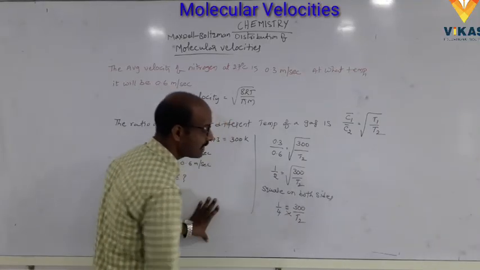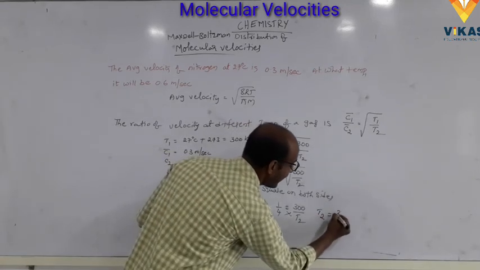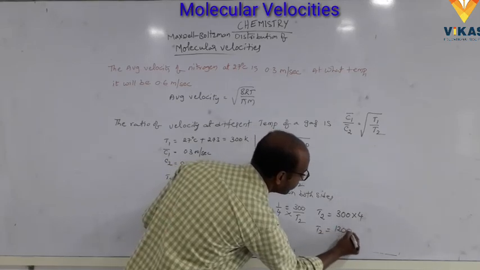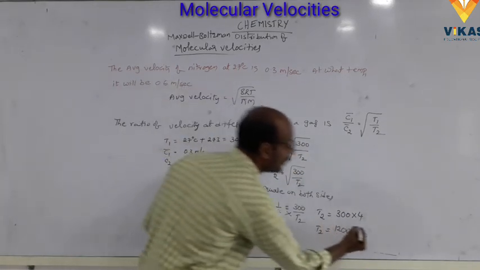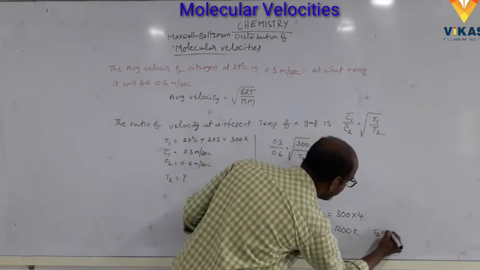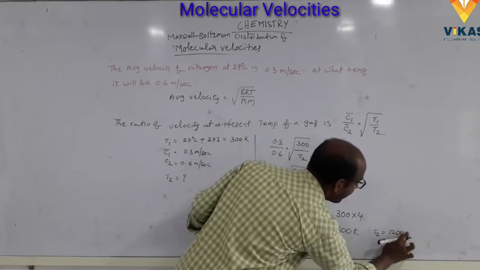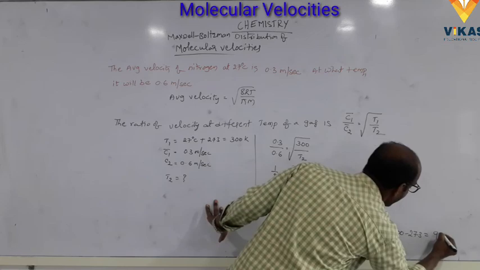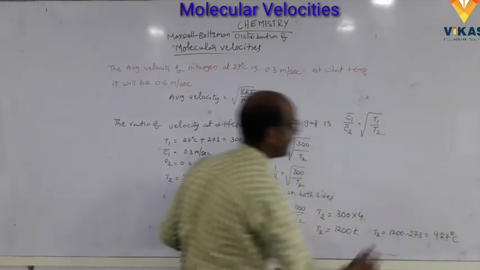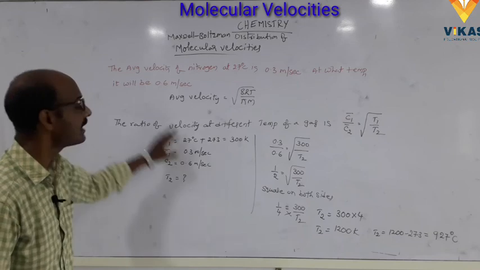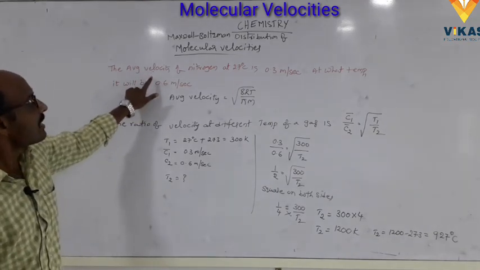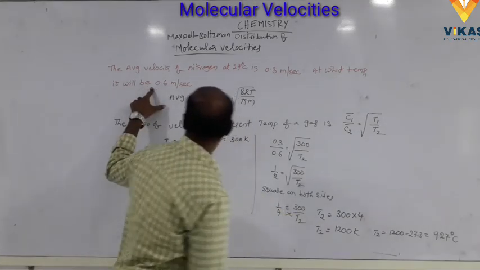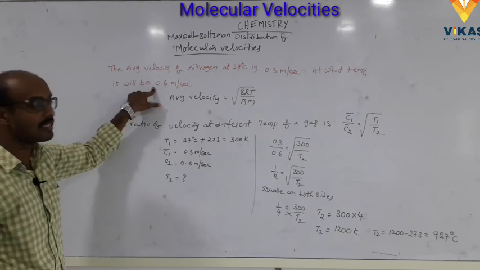Cross multiplying, T2 is equal to 300 into 4, so T2 is 1200 Kelvin. Converting Kelvin into degrees centigrade, 1200 minus 273 gives 927 degrees centigrade. That is the temperature at which the average velocity is 0.6 meters per second.